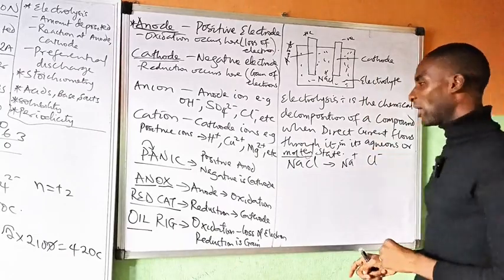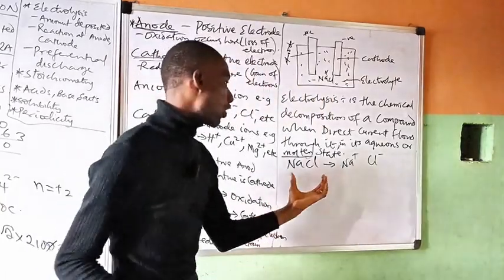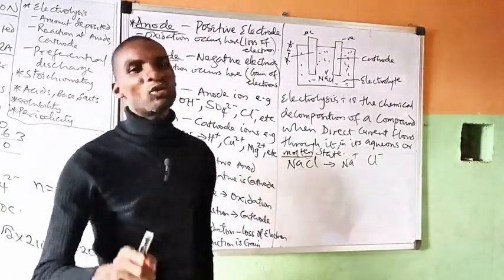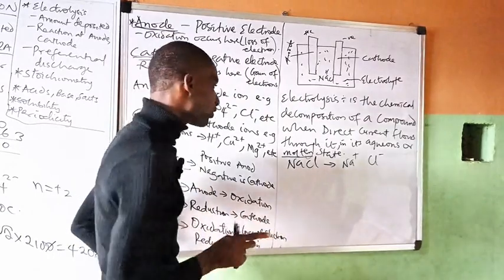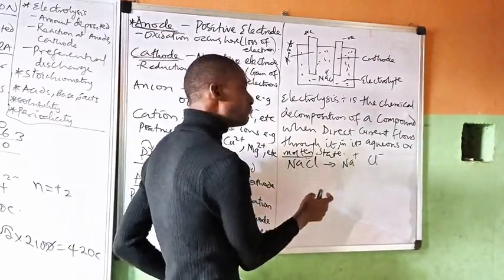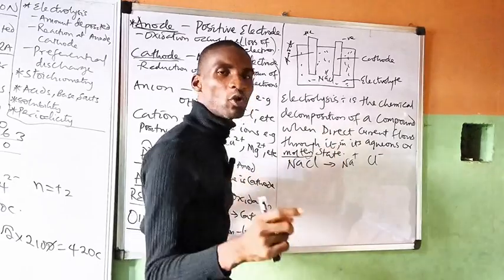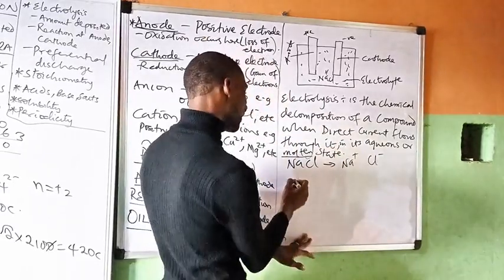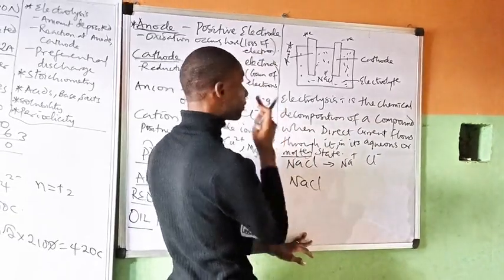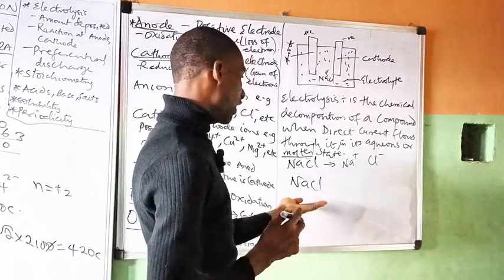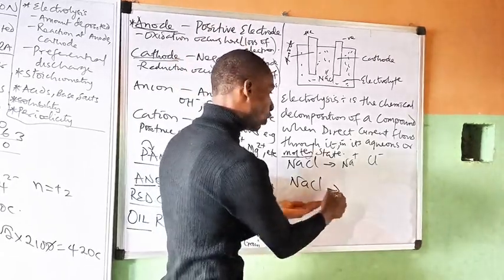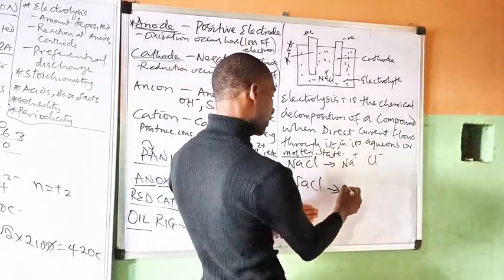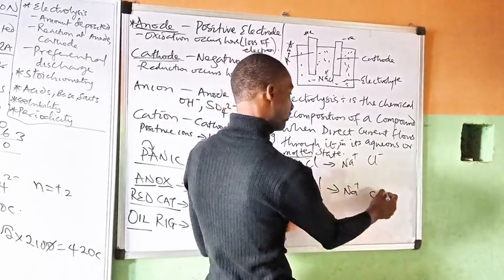Now, let's talk about the question: what occurs at the anode, what occurs at the cathode? Mind you, look at the question very well. If it is in molten state, I told you molten means melted. So if it's in molten state, that means it is just sodium chloride. So we are using sodium chloride as an example. In molten state, you only have this compound, sodium chloride, which we split into Na plus and Cl minus.